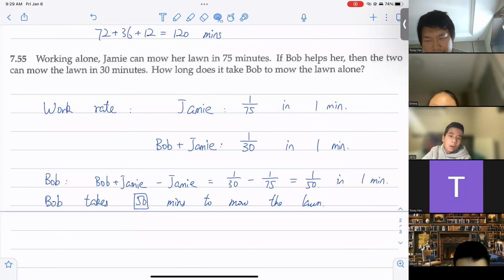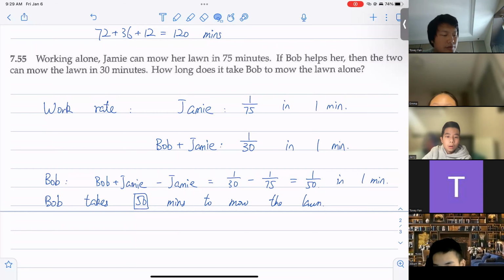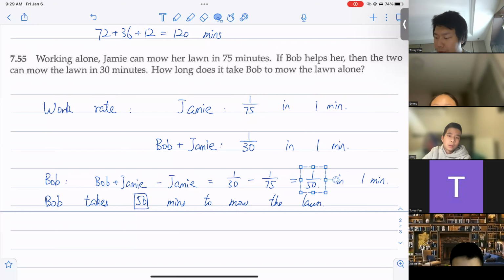That's a variant. In that question, you figure out Jamie's work rate is 1 out of 75, Bob's work rate is 1 out of 50, and you add them up, right? Because now they're working together. If you go from working individually to working together, you find the work rates and then add them to get the combined work rate. So 1 out of 75 plus 1 out of 50, you will find 1 out of 30, and that means in 30 minutes they can finish the job together. Okay, make sense?